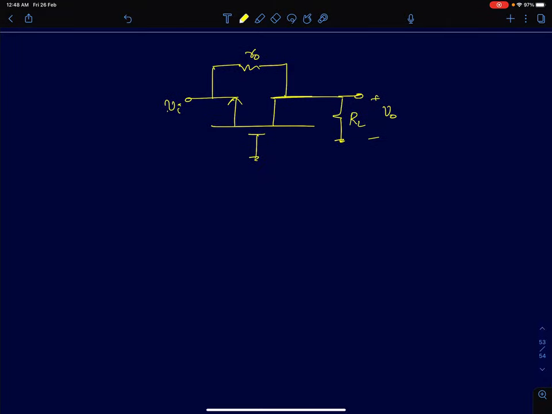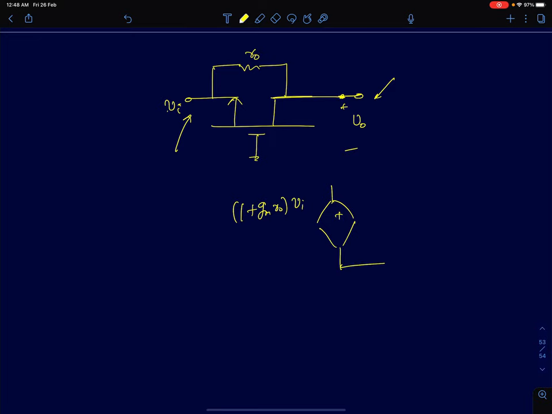To do that, I'll resort to using Thevenin equivalent. That makes the analysis much simpler. So I'll take this part of the circuit and represent it by its Thevenin equivalent. To find the Thevenin equivalent at the input side, I should open circuit my load resistance. Load resistance should be made infinity at the output side, and find the open circuit voltage. That's nothing but the intrinsic gain times the input voltage. I already discussed that if you open circuit the drain and apply input at the source, the voltage gain is 1 plus GMR0 into Vi. So I can represent this as a voltage source of value 1 plus GMR0 into Vi.